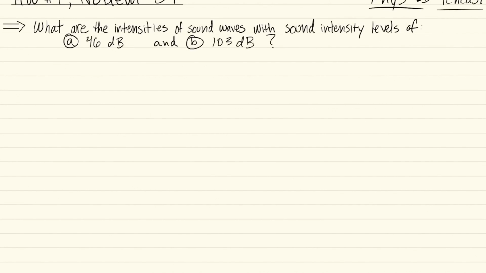Hello, this is my Physics 6B pencast, and I was assigned homework number 1, problem number 34, and the question asked us, what are the intensities of sound waves with sound intensity levels of A, 46 decibels, and B, 103 decibels?